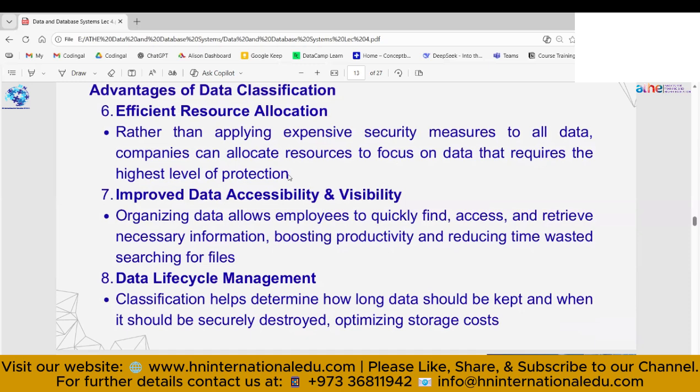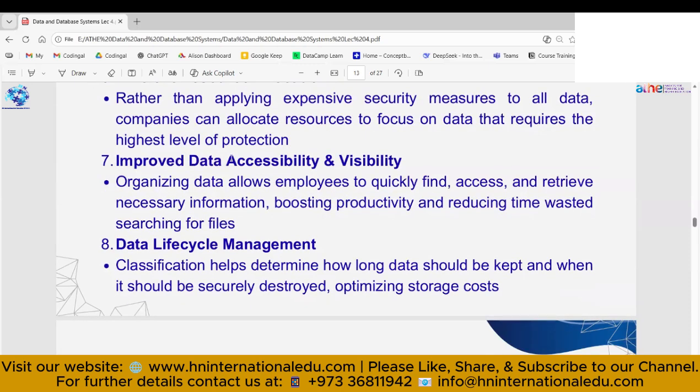The data which needs to be actually protected and secured, companies will only efficiently allocate resources into protecting that data. For the other data, you cannot allocate resources because it's not important.